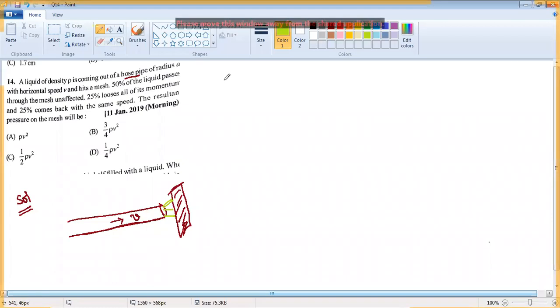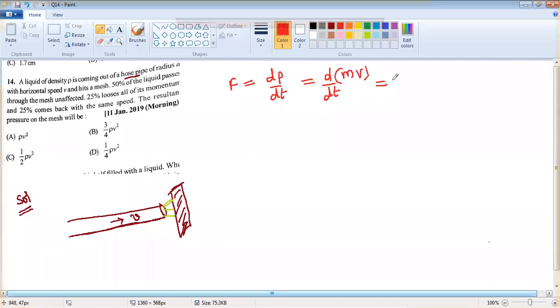So in the variable mass concept, let us take the general concept: force equals dp by dt. That is d by dt of mv. In this case, speed is constant and mass varies. Now this is v into dm by dt. This is the important concept here.